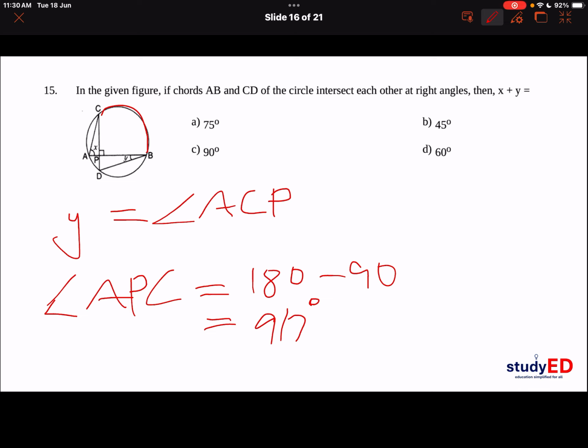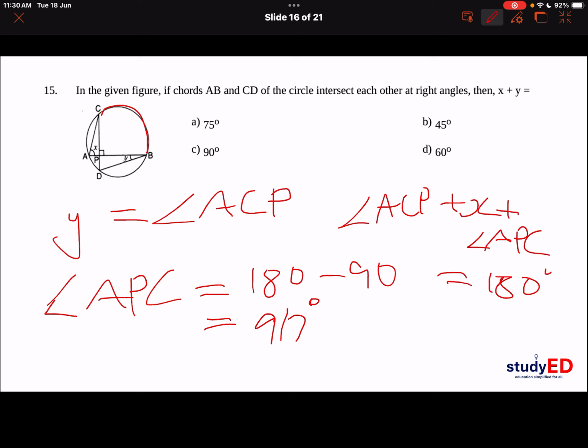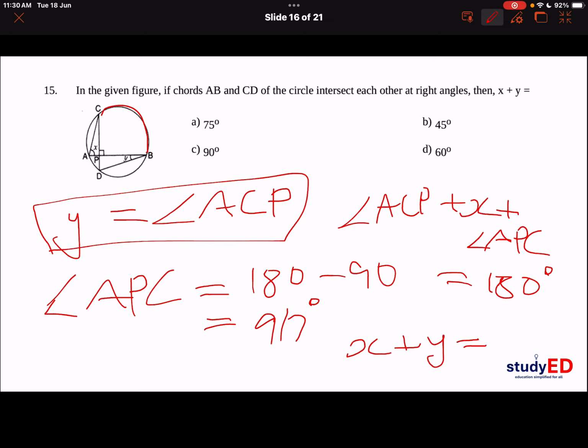Now, if we take triangle APC, then angles ACP plus X plus APC should be 180. We know that ACP directly is Y, as we just showed here. So X plus Y is equal to 180 minus 90, since we found out that APC itself is 90 over here. So X plus Y is equal to 90. Simple. 15C.